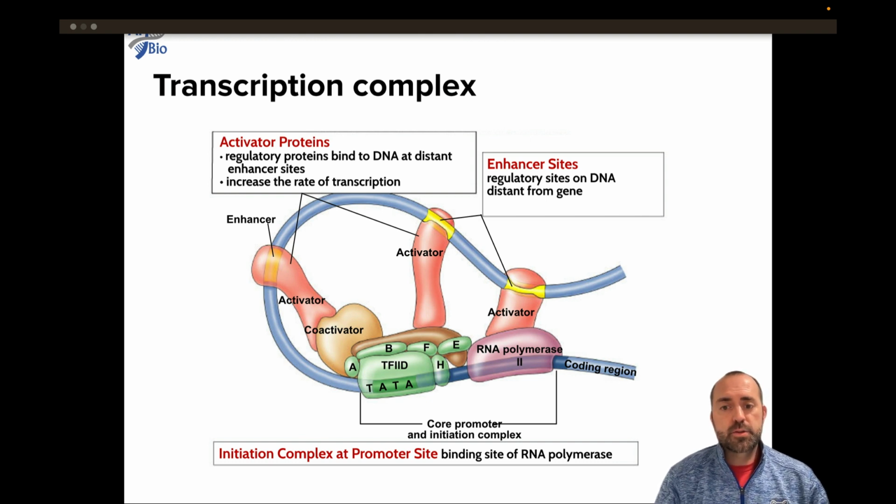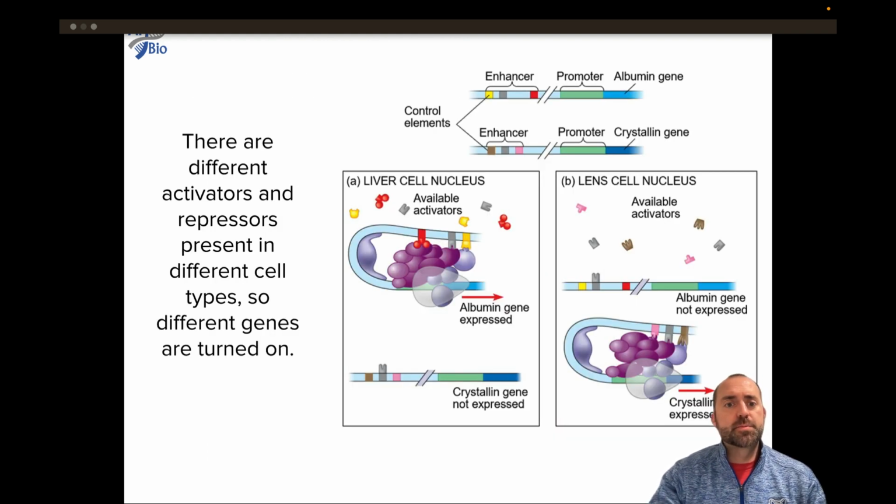And then the transcription factors bind at the promoter, which usually has a TA type sequence to it. That's part of the initiation complex, where the promoter is going to have a collection of transcription factors. It kind of gets the RNA polymerase in the right spot. And when all those things connect and combine, then RNA polymerase is able to read the gene and transcription will occur. There are different activators and repressors present in different cell types, so different genes can be turned on.